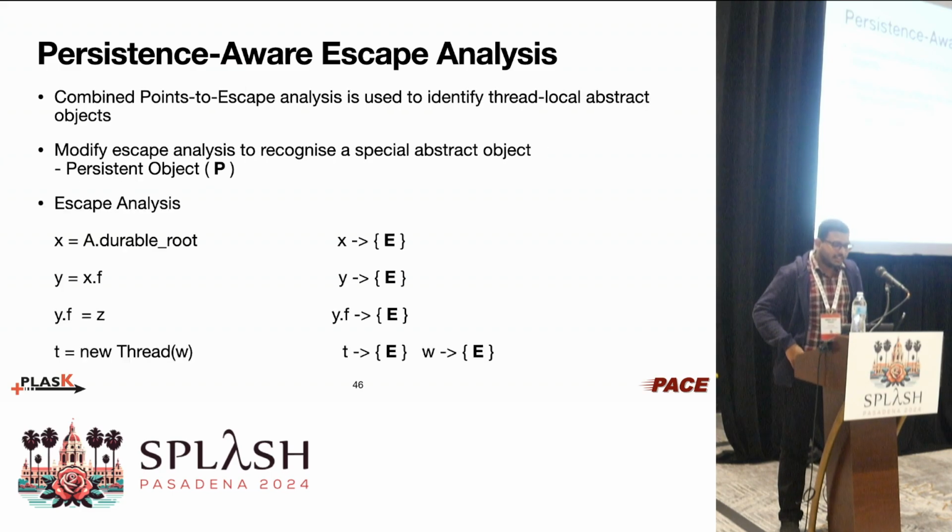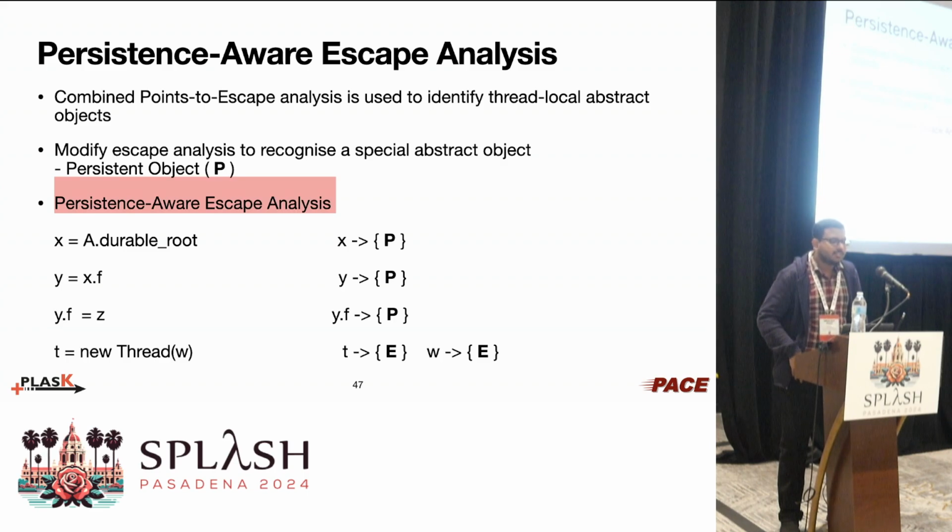Now in the standard escape analysis, if you read from a static field, we say that the read has given us an escaping object. So that's why X is pointing to a special abstract object called escape object. And if we read from the field of an escaping object, we again get an escaping object. Similarly, if we try to write to that escaping object, we say that all those objects which are written there also become escaping. And when we create a new thread object, we say that the thread object itself is escaping, and all the objects which are passed as a parameter to this thread are also escaping.